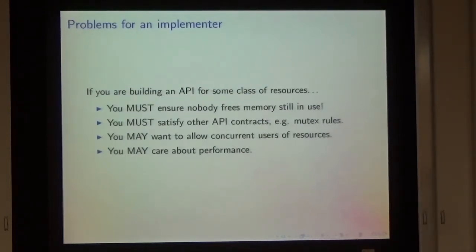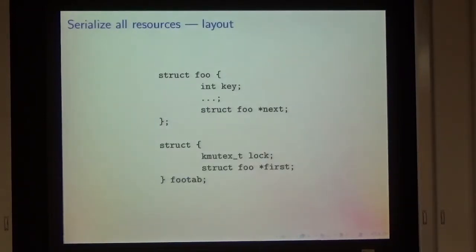Then you may want to enable concurrent uses of resources. You may be concerned about performance. Maybe not. For some device drivers that manage only a few resources, performance is not important. So here's a prototypical example of a resource, a foo. It has some key that is, for instance, the destination range, the destination network of some network group. There's some associated data, such as the next hop for a root, and then a little bit of extra record to store this in a linked list of all the foos in a system.